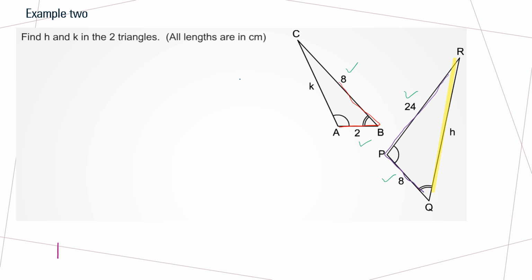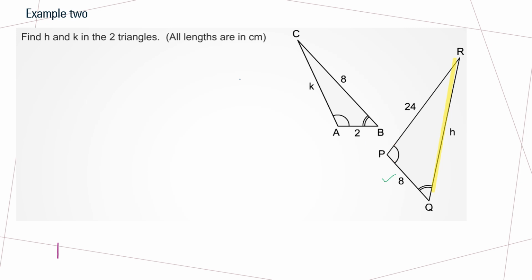We are given the two sides there, but we have to make sure that the included angles are the same. In the first diagram, the included angle is marked with two lines, but in the second triangle, the included angle is marked with just one line. That means they're not the same, so we can't use the second test to prove that they're similar.